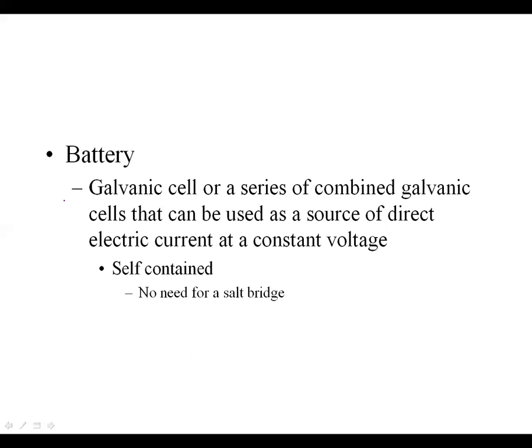So a battery really is just a galvanic cell, or really a series of galvanic cells that are hooked together as a source of direct electrical current and a constant voltage. They're self-contained, so the nice thing, unlike a traditional galvanic cell, is you don't have beakers of sloshy solutions moving around. You don't need a salt bridge or anything like that. The basic operation is very much like a galvanic cell, and it's basically just a redox reaction that occurs.